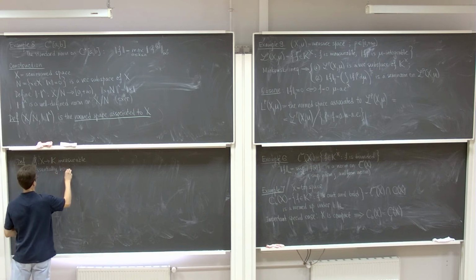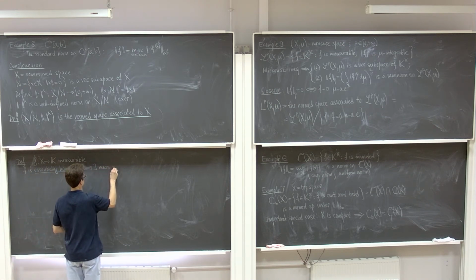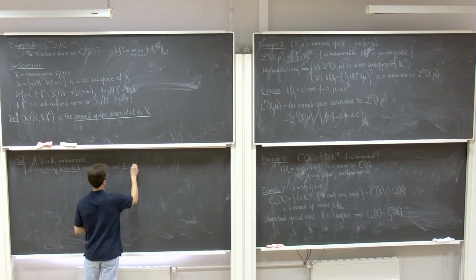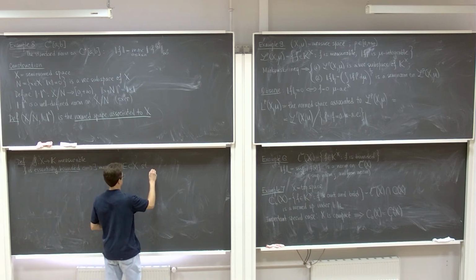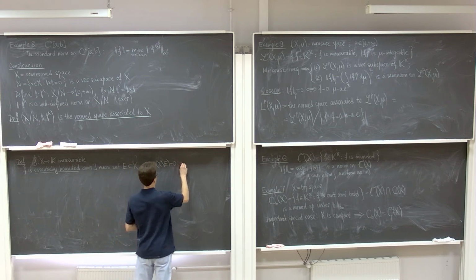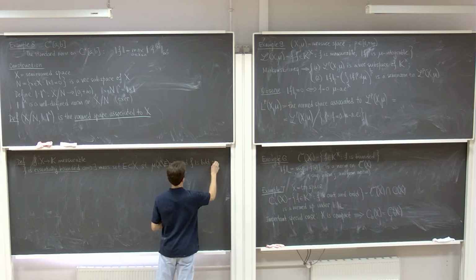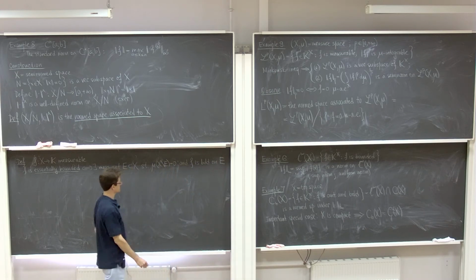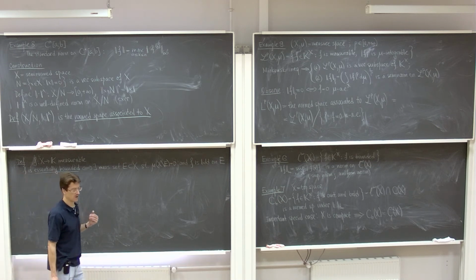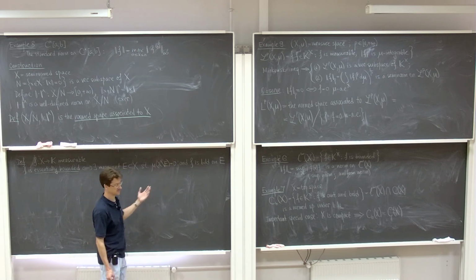Essentially bounded if there exists a measurable set E in X such that the measure of the complement of E in X is 0 and such that f is bounded on E. So f is essentially bounded if it is bounded on a set of full measure. Of full measure means that the measure of the complement is 0.